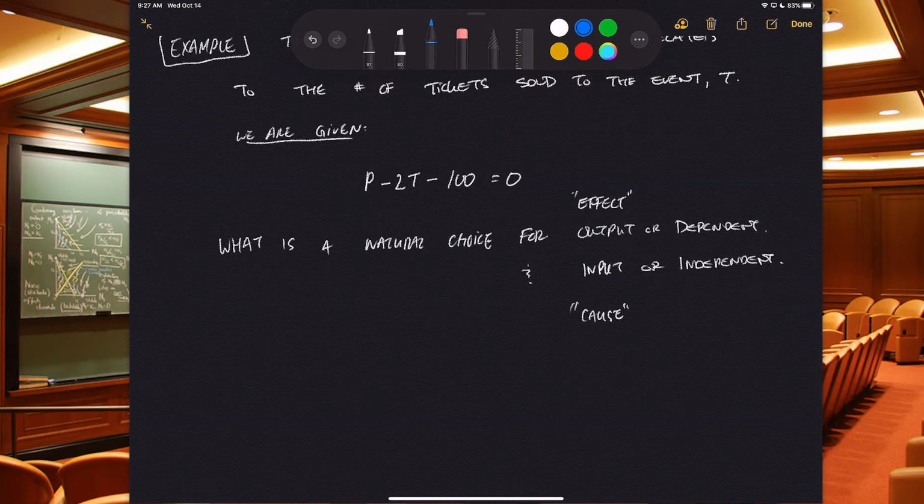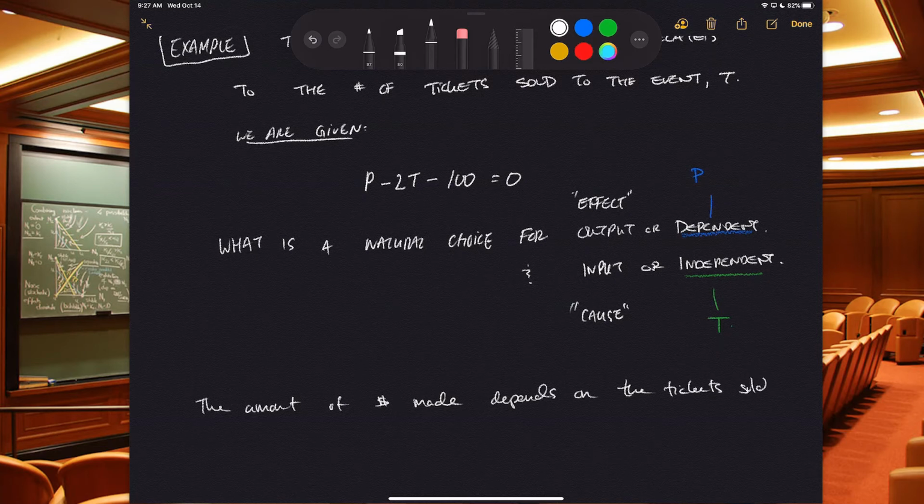So we might say that here the dependent choice would be P, and the independent would be the number of tickets sold, T. The amount of money made depends on the tickets sold. So P as a function of T makes the most sense here.